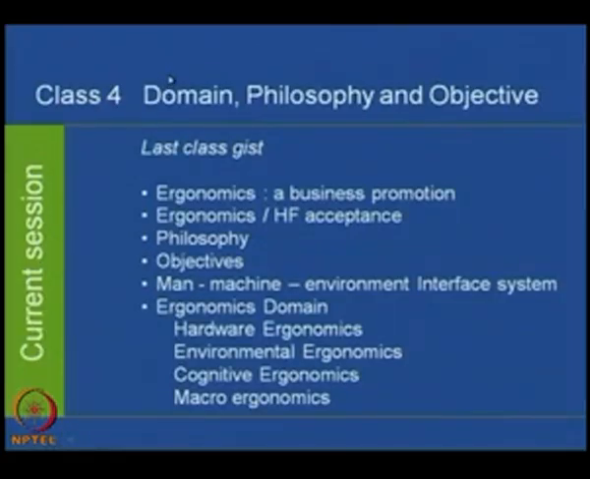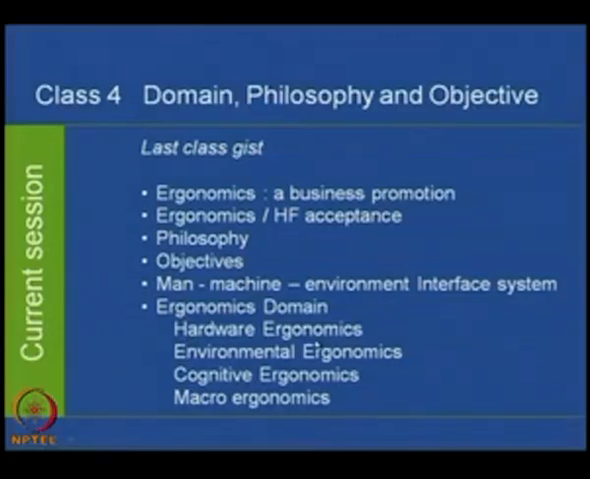Now this current session will have, first, a discussion of the last class gist, and ergonomics as a business promotion, ergonomics and human factors acceptance in general, the philosophy, the objectives of ergonomics, the man machine environment interface system, and ergonomics domains developed at different times and with different aspects, that is hardware ergonomics, environmental ergonomics, cognitive ergonomics and macro, that is organizational ergonomics.